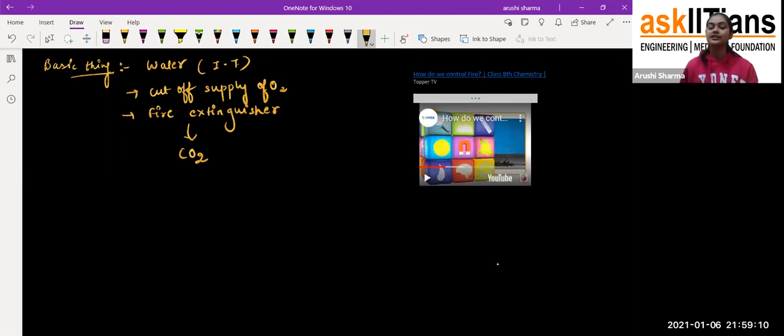So students, you have seen that we can use the fire extinguisher, in which we have a solution of sodium bicarbonate and sulfuric acid, which is H2SO4. By mixing these two we get carbon dioxide. That carbon dioxide we can apply over the fire, because carbon dioxide is heavier than oxygen. So whenever there is a fire, this carbon dioxide will make a blanket over that fire, due to which the supply of oxygen is cut off, and that's how fire can be controlled easily. So these are a few things which we can use.